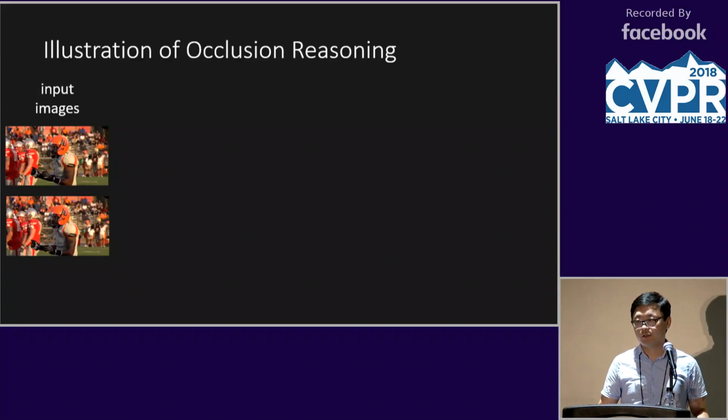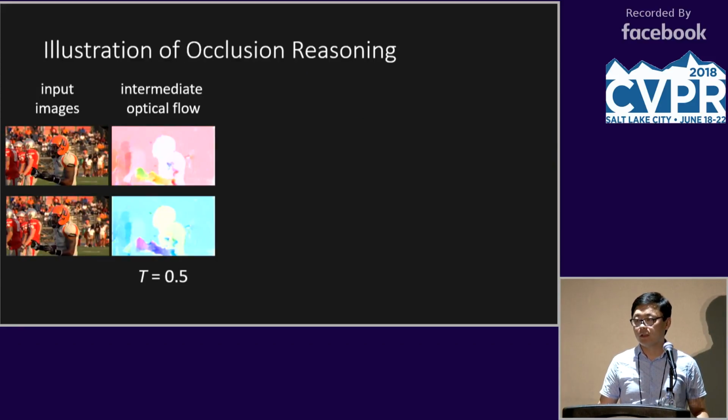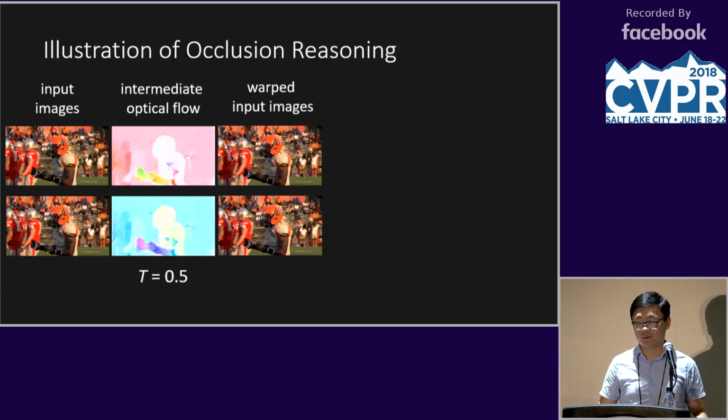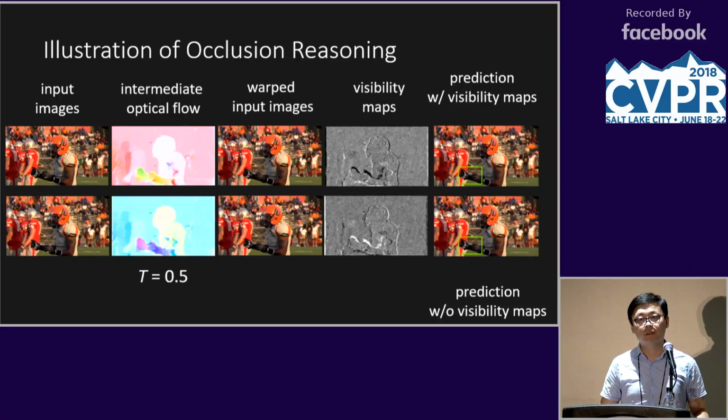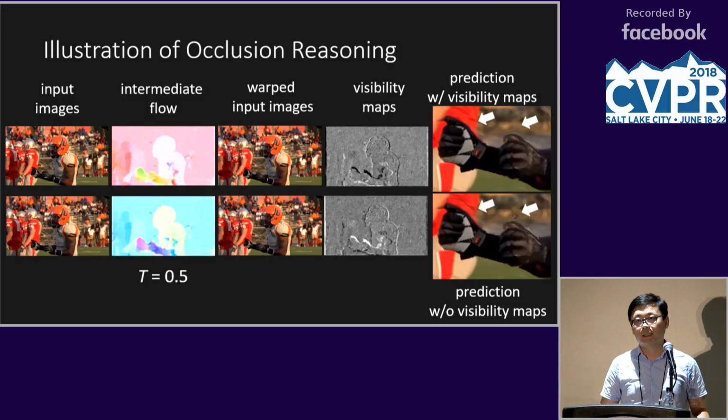Here are some illustrations of intermediate results. Given input images, we predict intermediate optical flow at time step t, which are used to warp both input images. We also predict pixel-wise visibility maps of input images, which are used to blend warped input images to synthesize an intermediate frame. We can see in this example, visibility maps help generate better interpolation results. Especially around motion boundaries, the athlete's arms, there are less artifacts by using visibility maps.